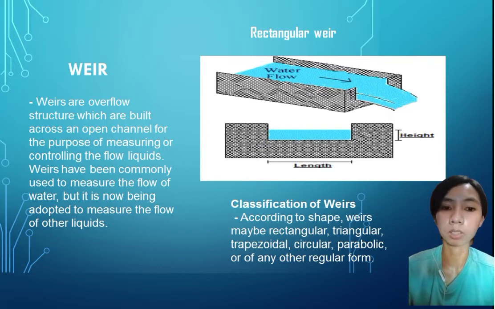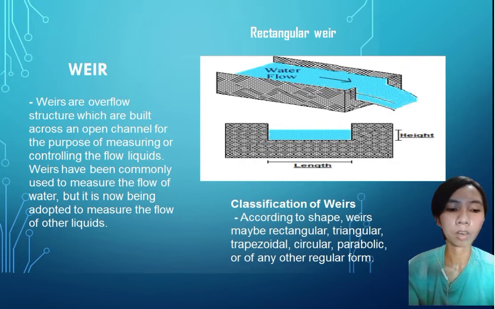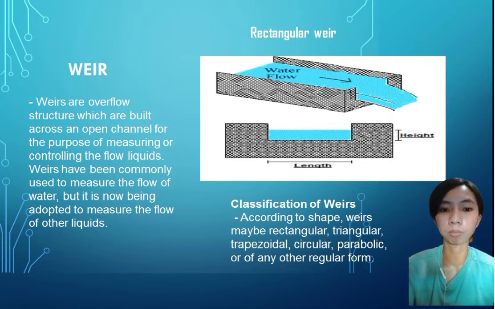So they are also used to control the flow of the water of the outlet, lakes, ponds, and reservoirs. We have a classification of weir according to its shape. Weirs may be rectangular or triangular, trapezoid, circular, or parabolic, or any other regular form.